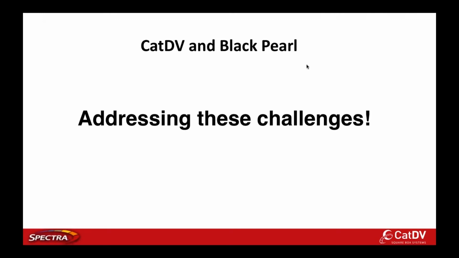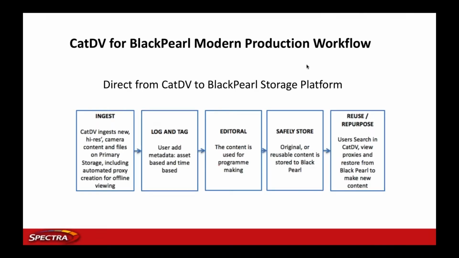So the kind of things that we can do, here's an example workflow. It doesn't have to happen in this order, that can go on between CatDV and BlackPearl, where we bring in content to a CatDV system. We might bring in some master content in camera original formats. We might make a proxy so that we can view that content offline, or we can share it outside the organization. We can log and tag it, so we enrich the technical metadata that's come in with that content, and then we can do something with it.